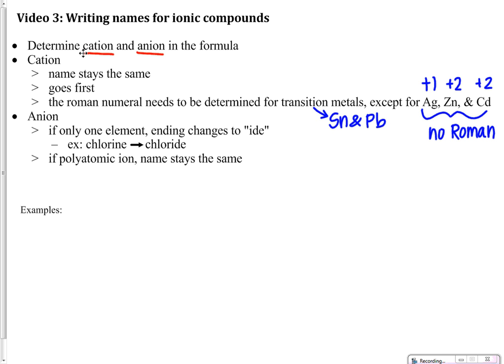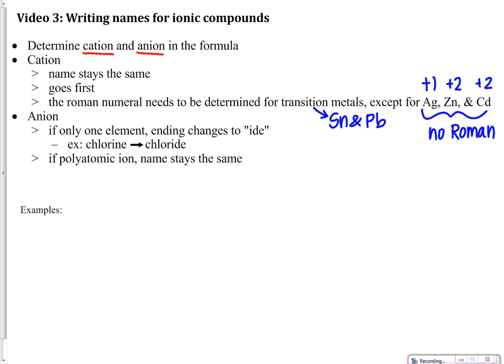The anion, the negative part of the compound, is named 2 different ways. If the anion is a single element, like chlorine, you will change its ending to chloride. Chloride would become the new name. If the negative part of the compound is a polyatomic ion, you just keep the name the same. So let's work through some examples.